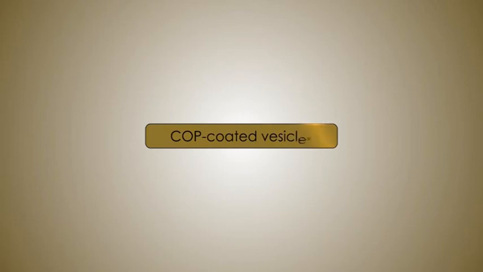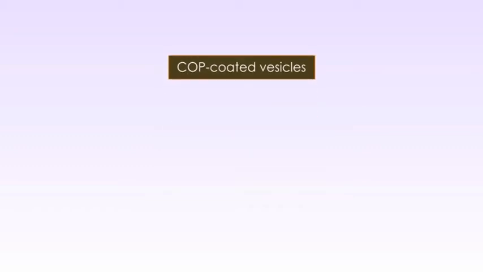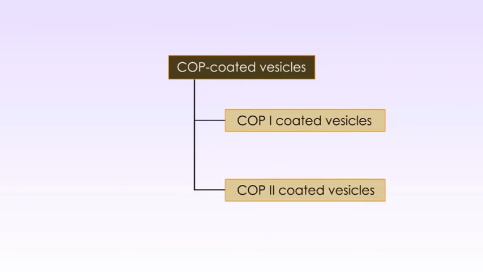Now let's look at COP-coated vesicles. 2 other types of coated vesicles have been identified as budding off from the endoplasmic reticulum and Golgi complex. These vesicles are called non-clathrin coated or COP-coated vesicles. COP stands for coat protein. There are 2 classes of COP-coated vesicles, COP1 and COP2 coated vesicles.